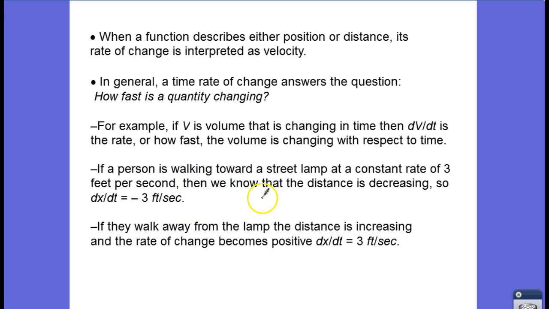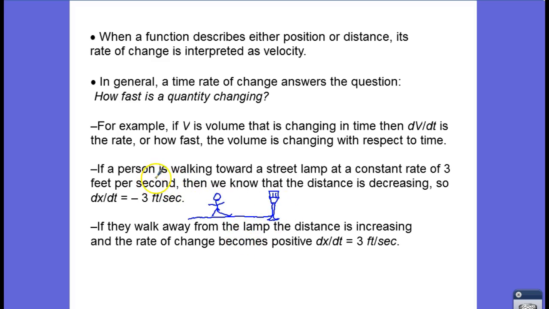So one convention that we have is this. Let's say that we have a street lamp. So I'll draw an old-fashioned street lamp. And we've got a person who is walking towards the lamp at a particular rate.